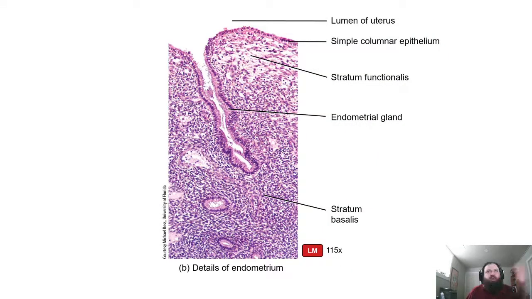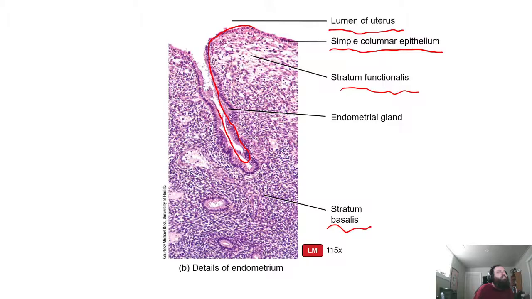I'm zooming in now totally on the endometrium, and what I'd like you to be able to see is first, okay, you have the lumen of the uterus. We have the first layer being a simple columnar epithelium, underneath which we have the stratum functionalis, which may or may not be present, and underneath that we have the stratum basalis, which is always there. And here you can see this invagination of the luminal space deep into the stratum basalis. And that is, again, your endometrial gland, which is going to be secreting things to help nourish the zygote as it's developing in its fetal and embryonic stages.